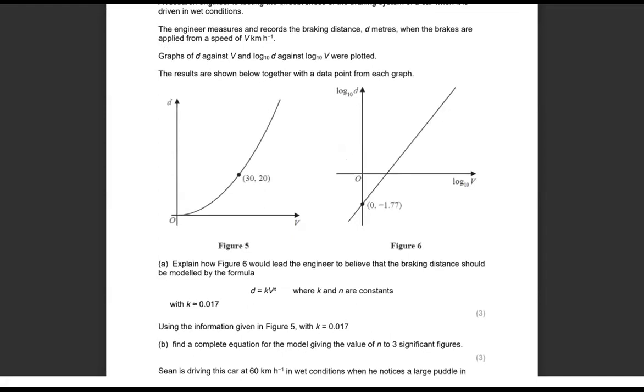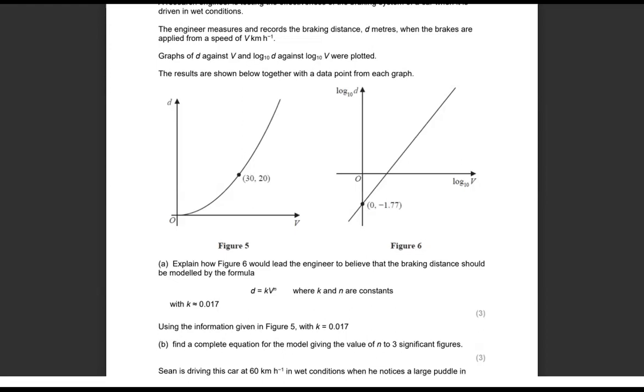Explain how figure 6 will lead the engineer to believe that the braking system should be modeled by the formula. Based on what you can observe, why do you think it's better to model it as exponential? Because it's a constant upward trend. It's not exponential, where it would start off slow and then go up massively. It's constant. It goes up straight. Yeah, so that's actually good.